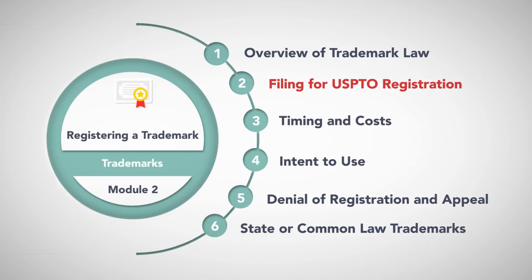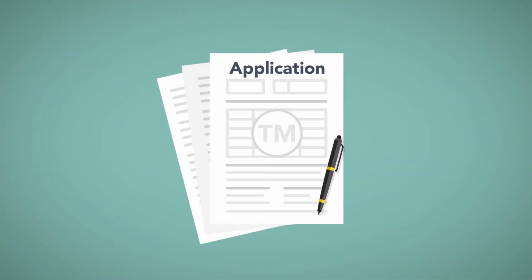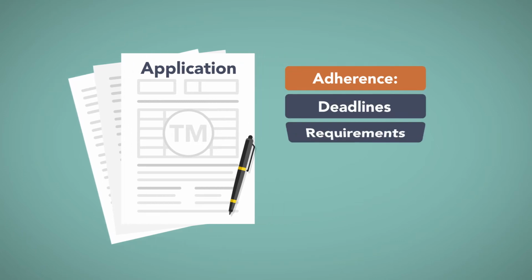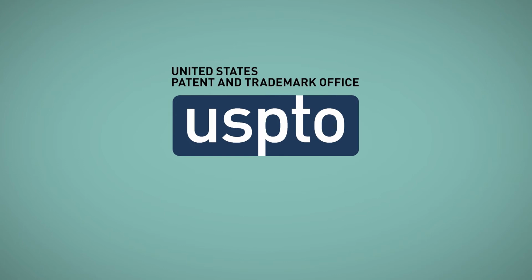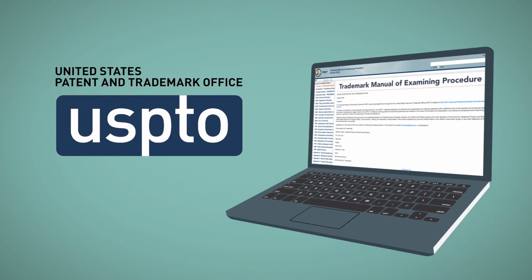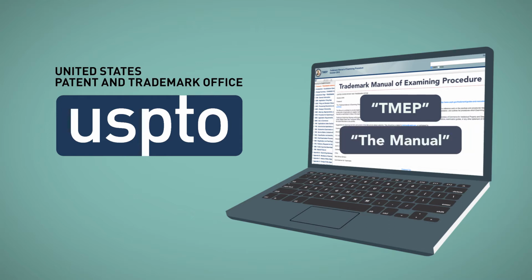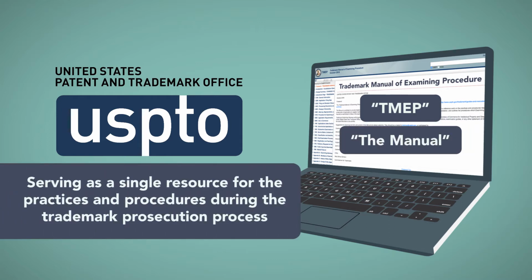Filing for USPTO registration. Filing an application to register a trademark begins a legal process that requires adherence to deadlines, requirements, and payment of fees. The USPTO publishes the Trademark Manual of Examining Procedure, abbreviated as TMEP, or simply referred to as the Manual, serving as a single resource for the practices and procedures during a trademark prosecution process. The manual is available on the USPTO's website.